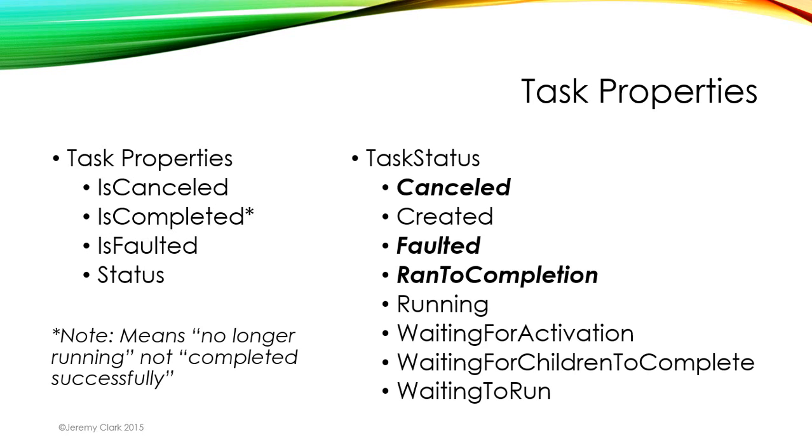This is an enum, and there are a lot of different values that we can use. Some of these we can use to see whether our task is currently running, or even if it's been created but hasn't kicked off yet. But the values we care about today are canceled, faulted, and ran to completion. This will tell us whether our task has been canceled or if it's in a faulted state. But more importantly, the ran to completion tells us that our task did complete successfully, and it is not canceled, and it is not faulted.